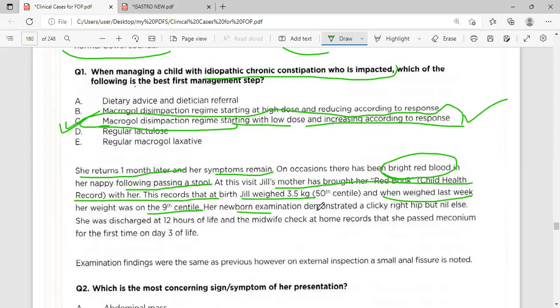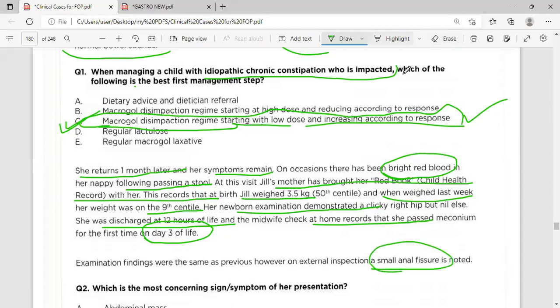Her newborn examination demonstrated a clicky right hip, but nil else. Okay, there was some problem in the hip. She was discharged at 12 hours of age, and the midwife checked at home and recorded that she passed meconium for the first time on day 3 of life. Examination was the same as the previous. However, on external inspection, a small anal fissure is noted.